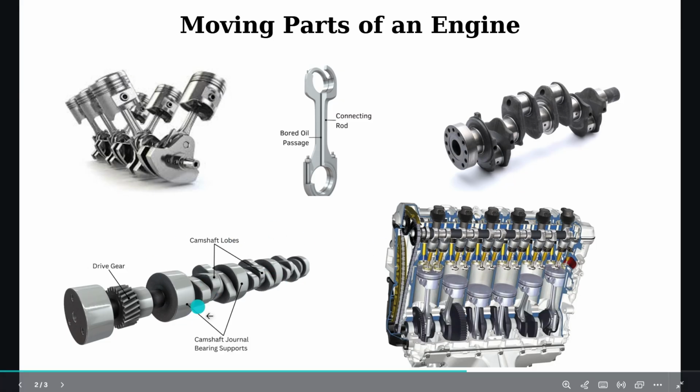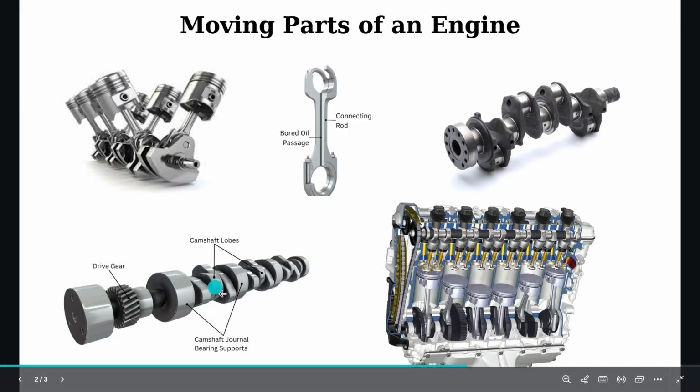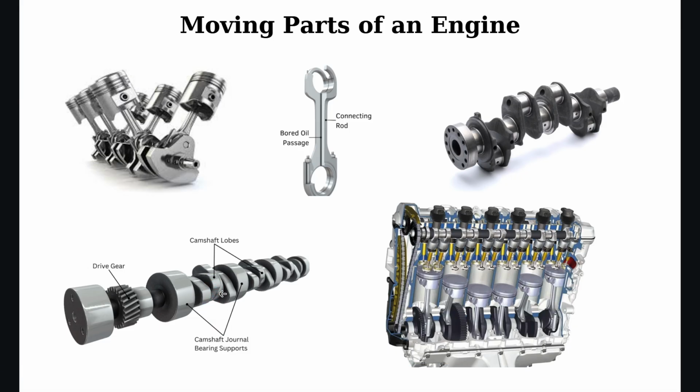Okay, now let's talk about the camshaft. The camshaft is another important moving part in the engine. Its main job is to control the opening and closing of the valves. The camshaft rotates, and as it rotates, it pushes the valves open at the correct time. Then the valves close again. This timing is very important for the engine to work properly. So we can say that the camshaft controls the timing of the engine.